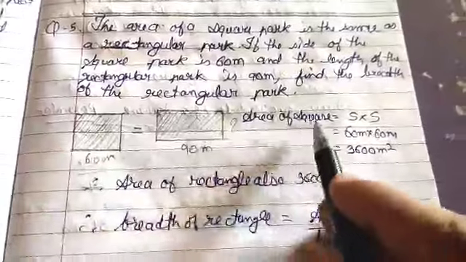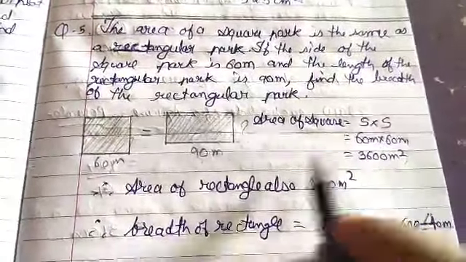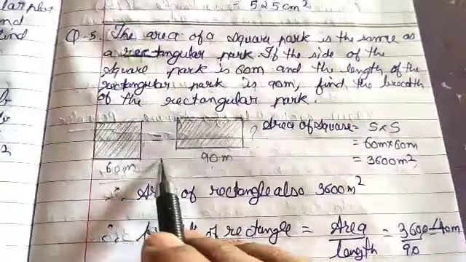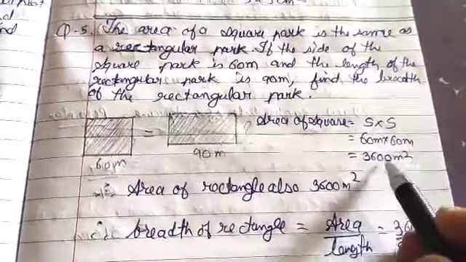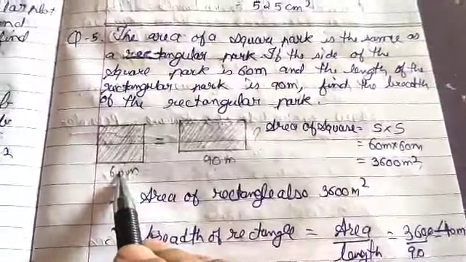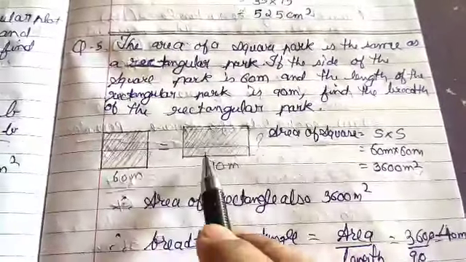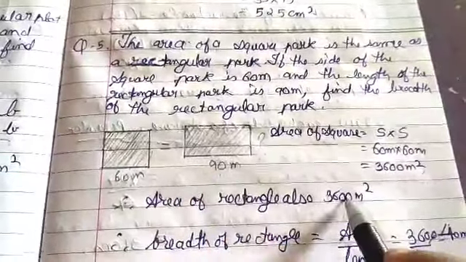So first apply the area of a square, that is S into S, that is 60 into 60 gives 3600 meter square. So whatever the value of the area of a square is equals the value of the area of a rectangle. So that means if the area of the square park is 3600 meter square, then the area of the rectangular park is also 3600 meter square.